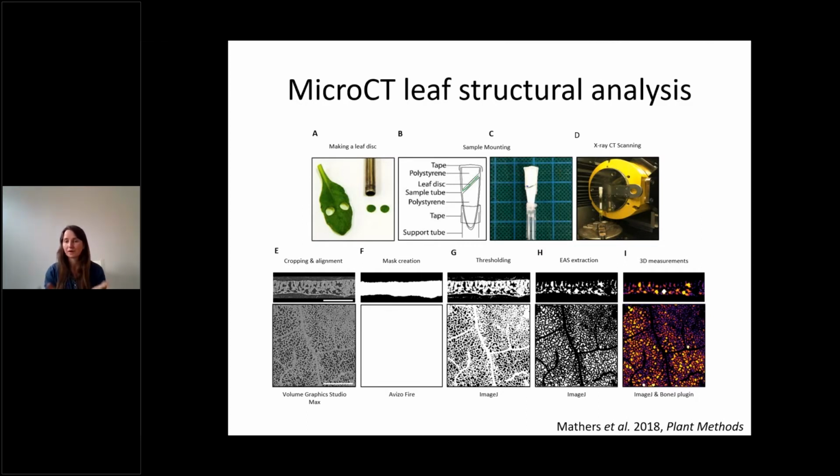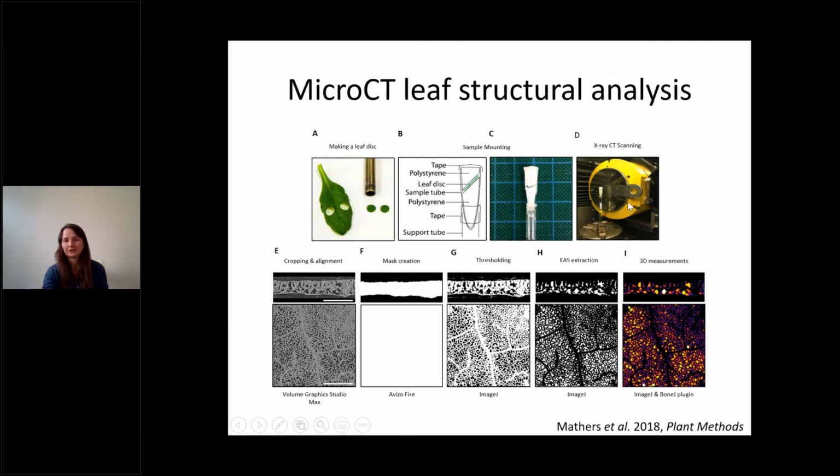Sometimes we have scanned whole leaves, as in the video, but more frequently we'll just take a small disc, as you can see here, and scan that. It's sandwiched between polystyrene to make sure that it's stable during the scanning period. And the scan is quite rapid to make sure that the leaf isn't desiccating and changing the shape and size of its cells over the period of the scan.